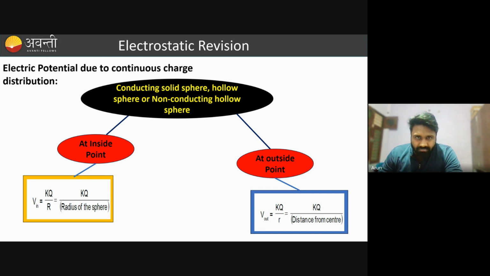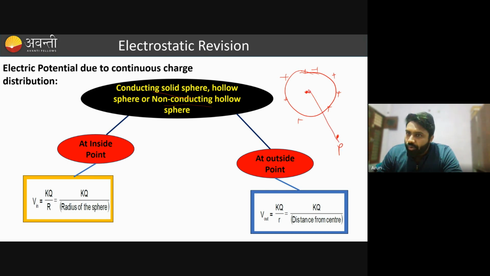Now the same story will be here for an outside point, if this is a conducting solid sphere, hollow sphere, or non-conducting hollow sphere. The same scenario we will have, the only difference is in the expression. So what do we have? At an outside point, it is kq upon r, because if the point is outside, you will treat this sphere as a point mass, and for a point mass, we have already talked about the potential. It is kq upon r, and r is the distance from the center.